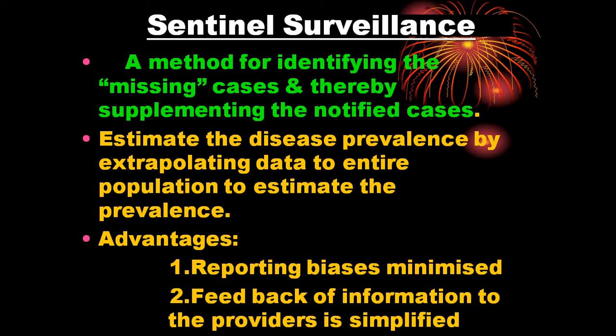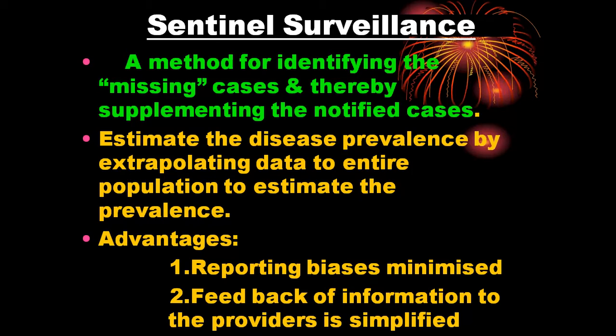Now, we have something called as sentinel surveillance. I hope all of you know what is sentinel. Sentinel is somebody who stands at the door. He is the person who will allow you inside or not allow you inside. He is the person who stops the enemy. He is the guard. It's a method of identifying the missing cases and thereby supplementing the notified cases. But then sentinel surveillance is not guarding. It is identifying the missing cases.